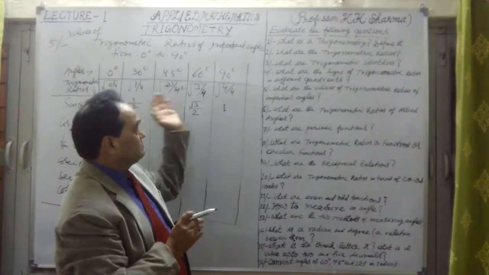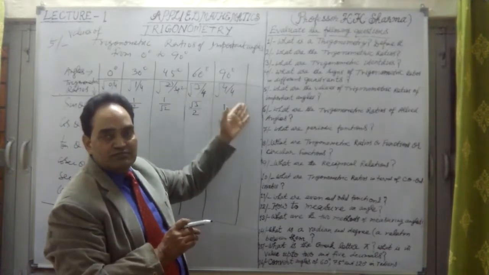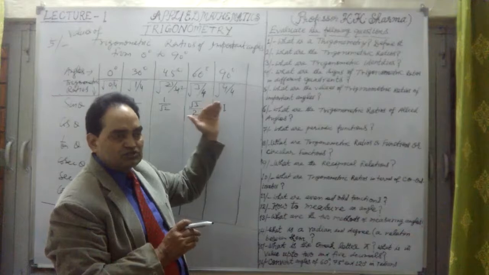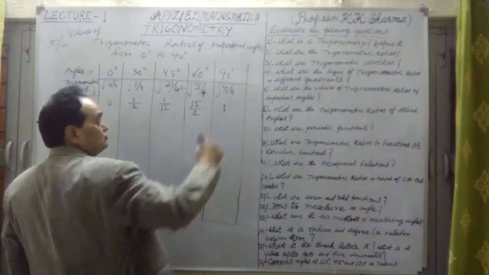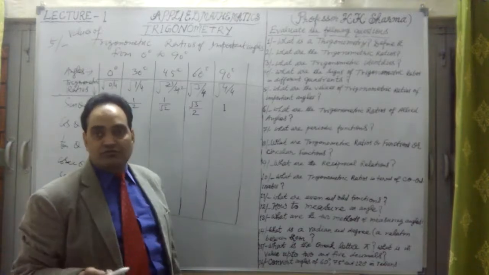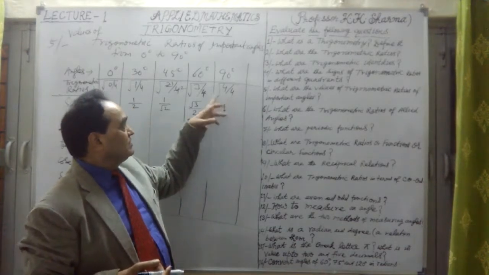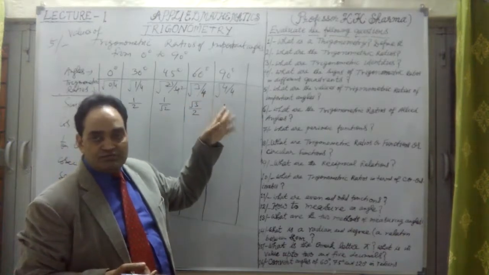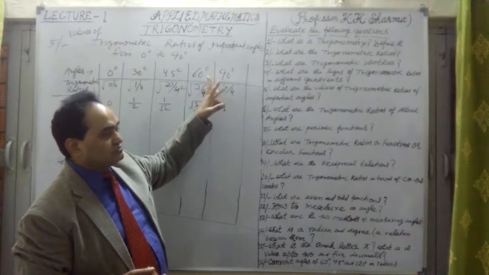And for remembering them, we just write 0 to 4. There are 5 numbers. We divide them each by 4. Then find the square root of those numbers. After cancelling them, if they are cancellable, they can be cancelled. Like this 3 upon 4 cannot be cancelled. They are prime to each other. 4 upon 4 is 1.